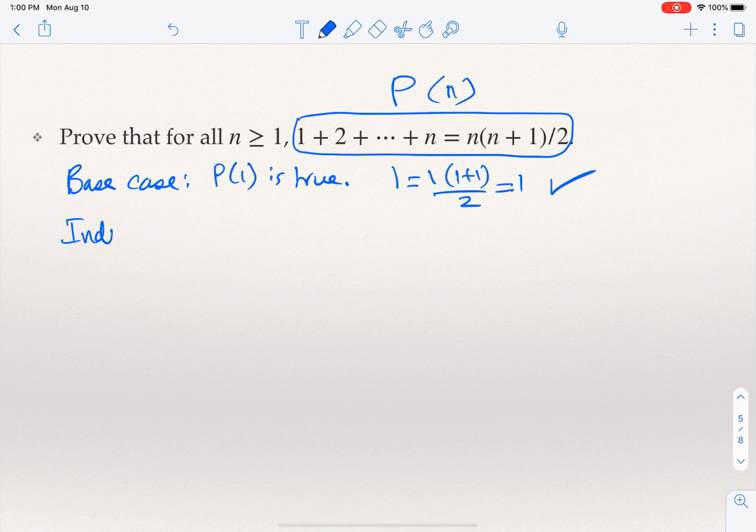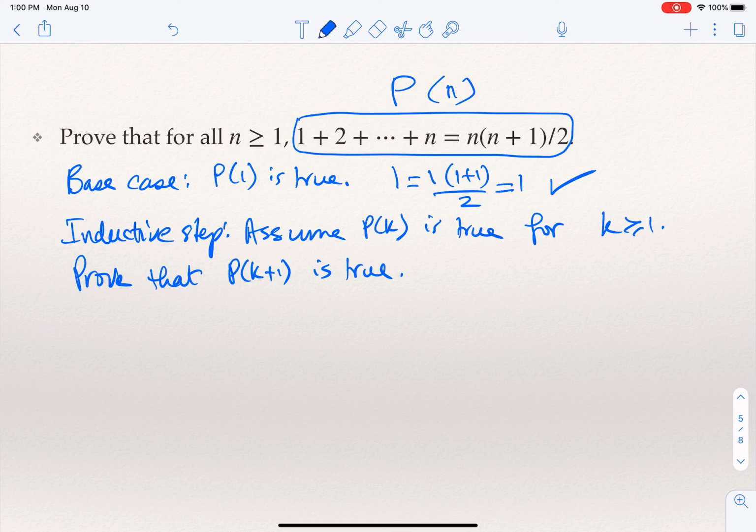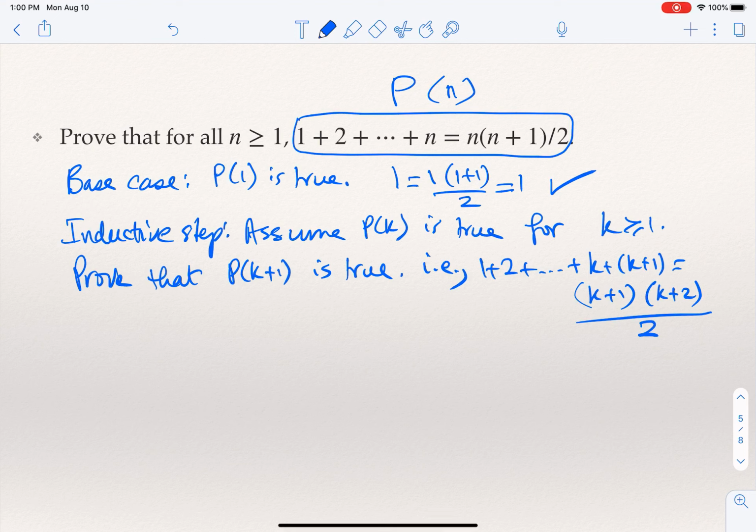Then we have the inductive step. The inductive step says: assume P of k is true for k greater than or equal to 1 and prove that P of k plus 1 is true. So what is P of k plus 1? P of k plus 1 is that the sum of the numbers 1 plus 2 plus all the way to k plus 1. In other words, we want to show that 1 plus 2 plus ... plus k plus 1 equals k plus 1 times k plus 2 divided by 2. Here I plugged in k plus 1 in place of n. If you plug in k plus 1 instead of n, on the right-hand side you get k plus 1 times k plus 2 divided by 2.